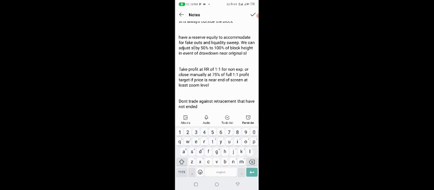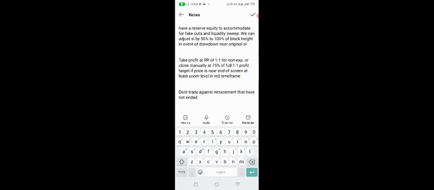Take profit at a risk reward of 1:1 for non-exponential, or close manually at 75% of the full 1:1 profit target if price is near the end of the screen, at least at zoom level in the M5 time frame.